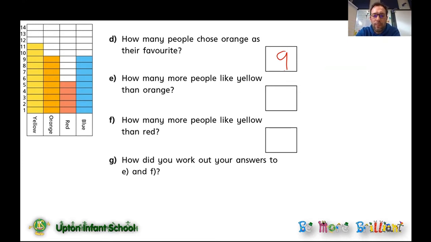How many more people like yellow than orange? So we just found out that 9 people like orange, but to find out how many more like yellow, all we need to do is look at this gap here. That's the difference between the orange and the yellow, and we can see that there's 2 more colored in, so 2 more people like yellow than orange.